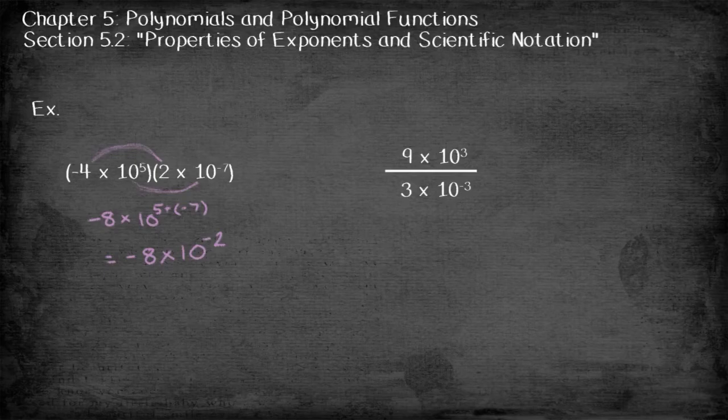Same deal with division. 9 divided by 3 is 3. And then we are going to be subtracting exponents. So I'd have 10 to the 3rd minus negative 3, which is equal to 3 times 10 to the 6th power. And there we have it, scientific notation.